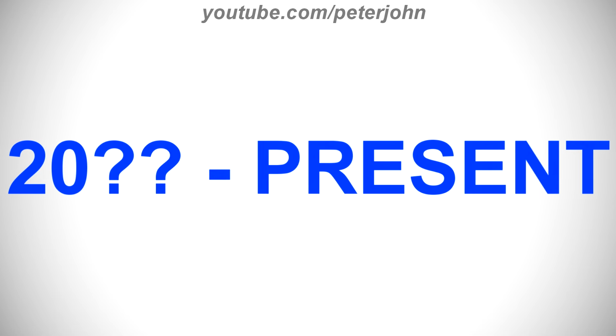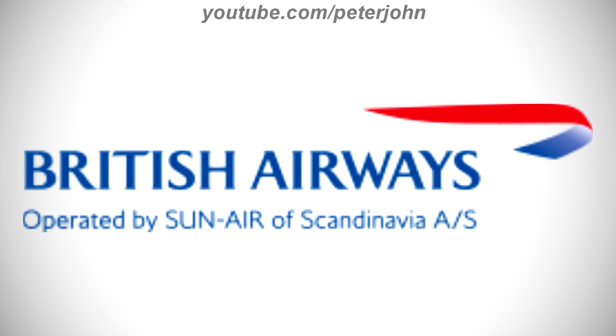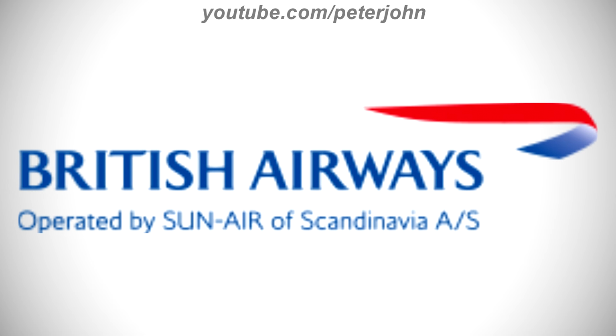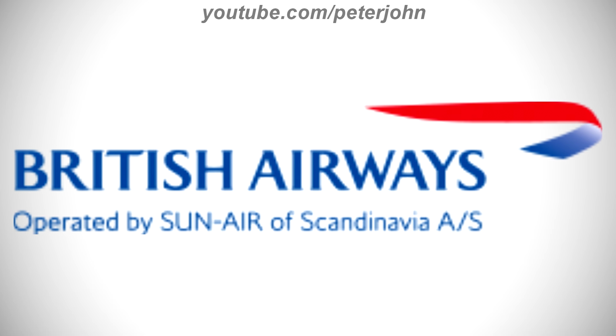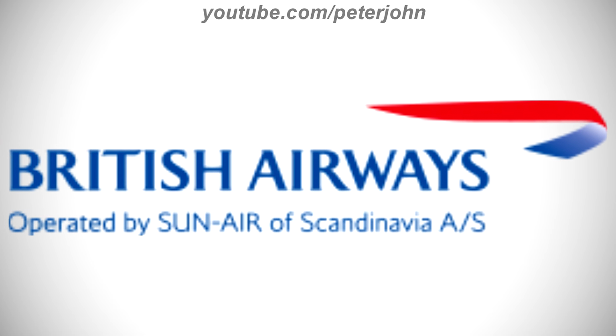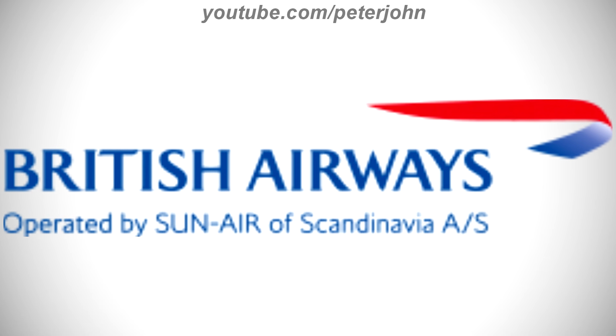2000 something to the present, there are the words British and Airways in blue text, and on the right of them, there is a red and blue shape, and under the words British and Airways, there are the words operated by Sun Air of Scandinavia and a S in blue text.